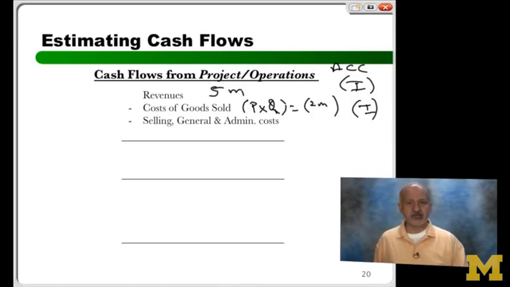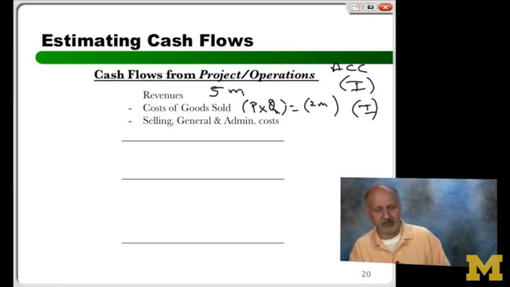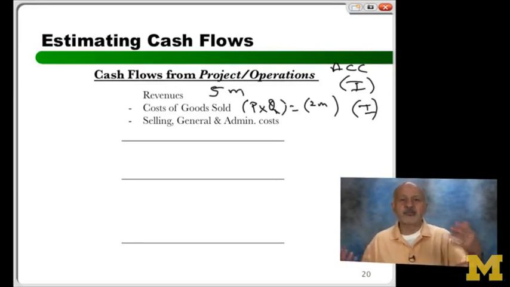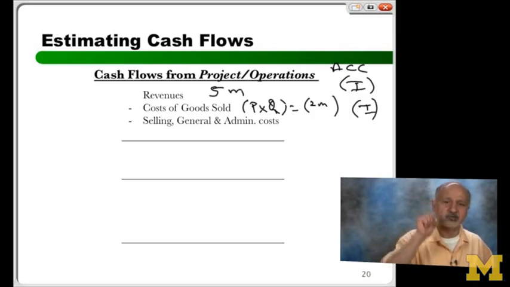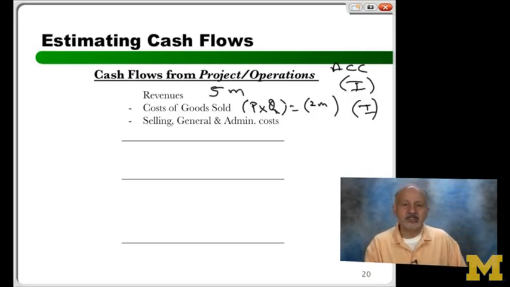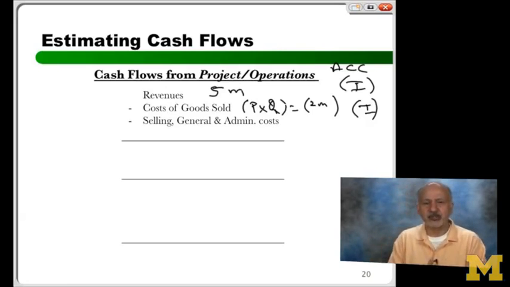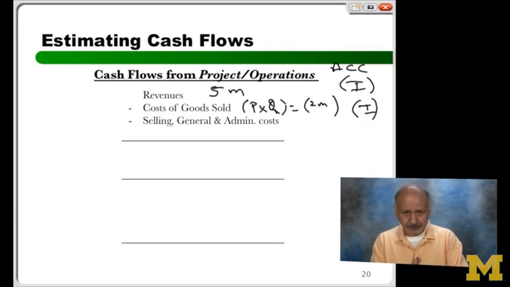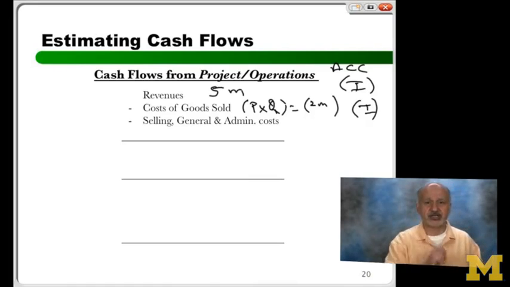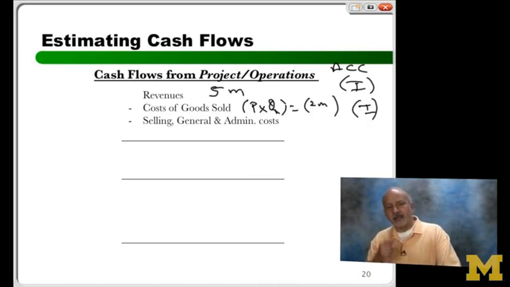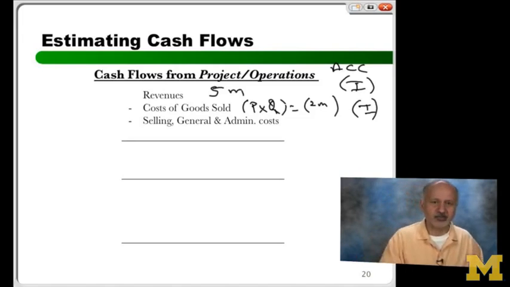Selling, general administration costs. Let me give you a little bit of flavor of what this is all about. Once you have produced your thing, all the costs of production, or most of them, are included in cost of goods sold. And these are things that are measurable, are variable. Selling and general administration costs, why did I put it separately? I put it separately for one simple reason. Selling and general administration costs may not be easily identifiable with the specific project. What do I mean by that? They may not be incremental to the project at hand.